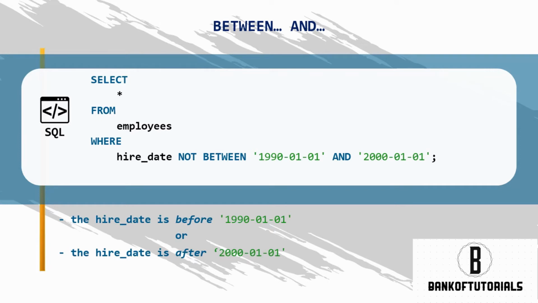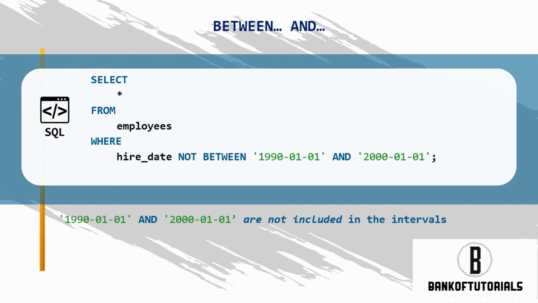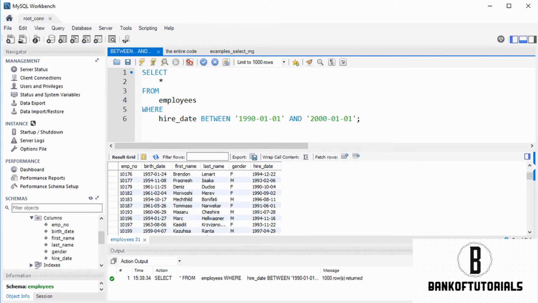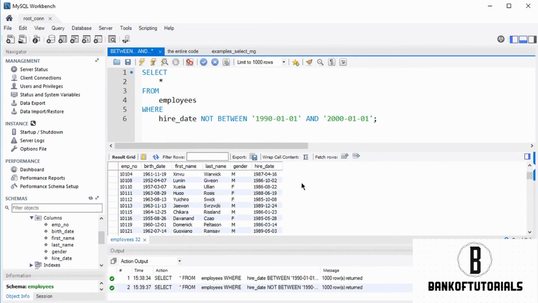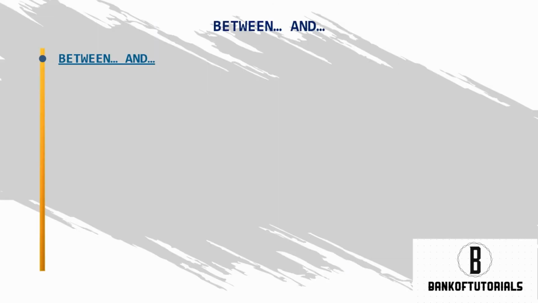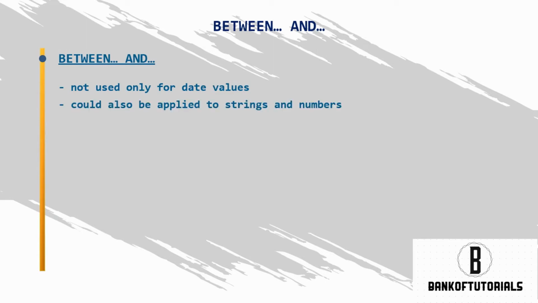Unlike the between structure, here the 2 values are not included in the intervals. So, when you use not between, your list won't contain the 1st of January 1990 and the 1st of January 2000. As a final note, remember that between is not used only for date values. It could also be applied to strings and numbers.